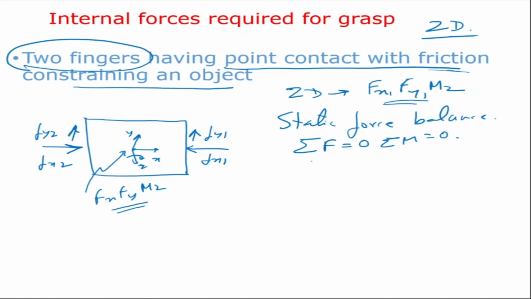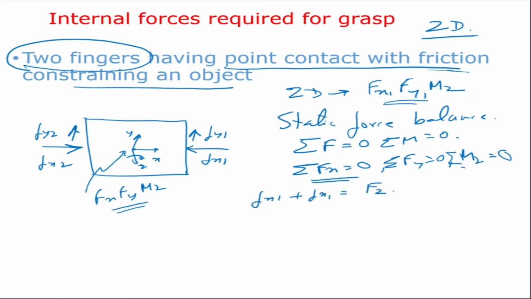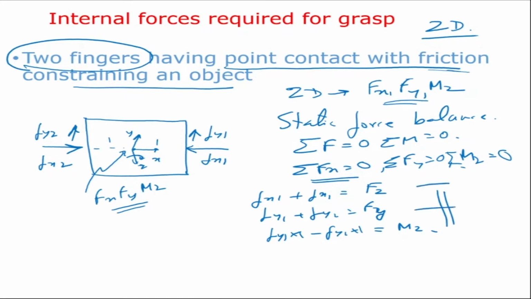So first thing I do is I say sigma Fx is equal to 0, then sigma Fy is equal to 0, and then sigma Mz equal to 0. So what are the forces in the x direction? Fx1 plus Fx2 is equal to capital Fx, which you can see from here. Similarly, Fy1 plus Fy2 is equal to capital Fy. And if I say this distance is equal to 1 unit, then Fy1 into 1 minus Fy2 into 1 must be equal to Mz. So there are three equations here: one in the x direction, y direction, and about the z direction.